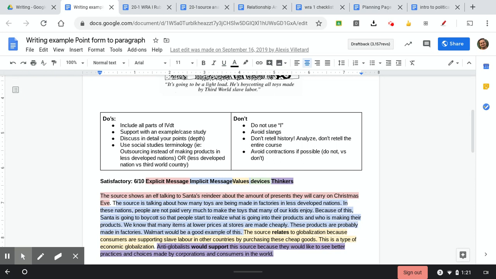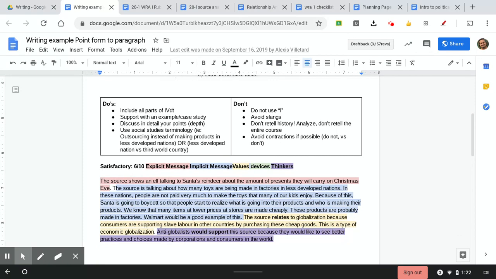Discuss in detail your points. Use social studies terminology. Use terms like outsourcing instead of saying making products in less developed nations. Don't use I. Avoid using slang. Don't retell history. And avoid contractions if possible. So instead of saying don't, use do not.